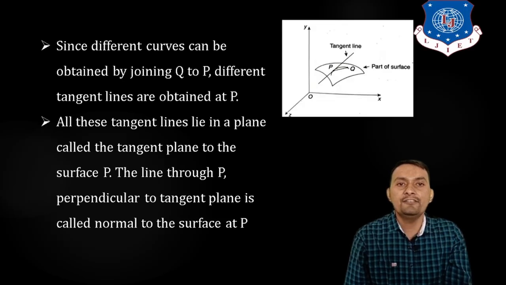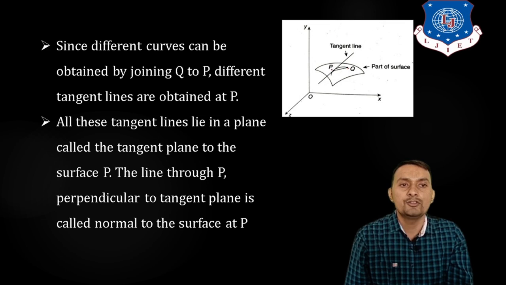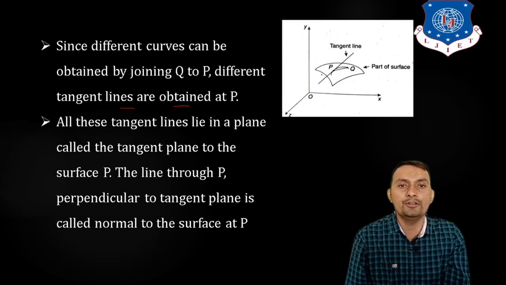Since different curves can be obtained by joining Q to P, you are going to get different tangent lines at P. If I talk about this one curve, at this point I also get this tangent line. That means we can obtain different tangent lines at the particular point P.